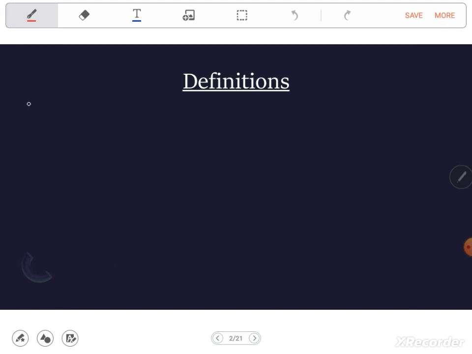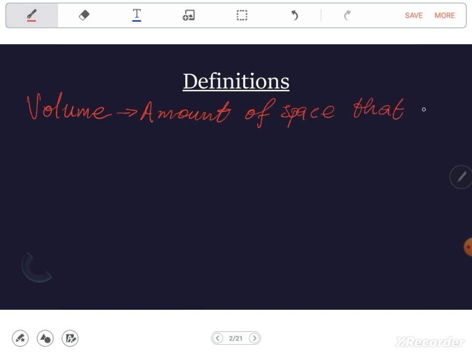One is to define volume. So we say volume is basically the amount of space that an object occupies. So an object occupies space and it takes up space, so that is what volume is.